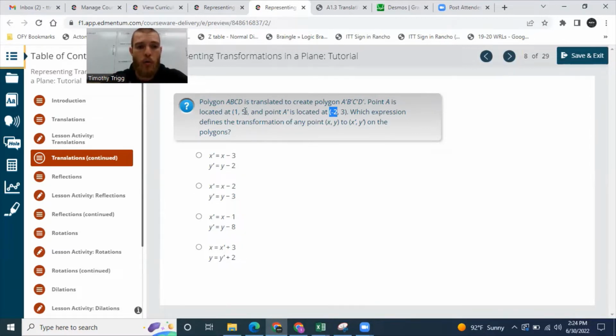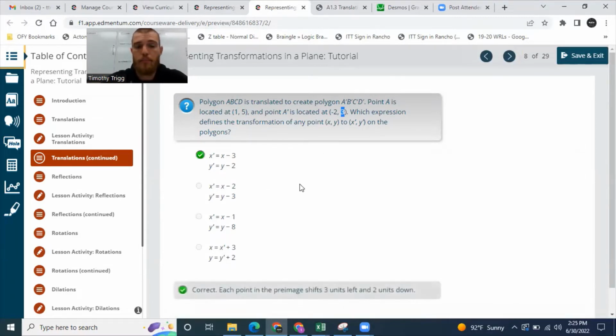What about for the y coordinate? Notice it went from 5 to 3. Well, that's moving downwards by 2. Another way to think about it is you can graph the coordinate points and then just count the movement from one to the other.